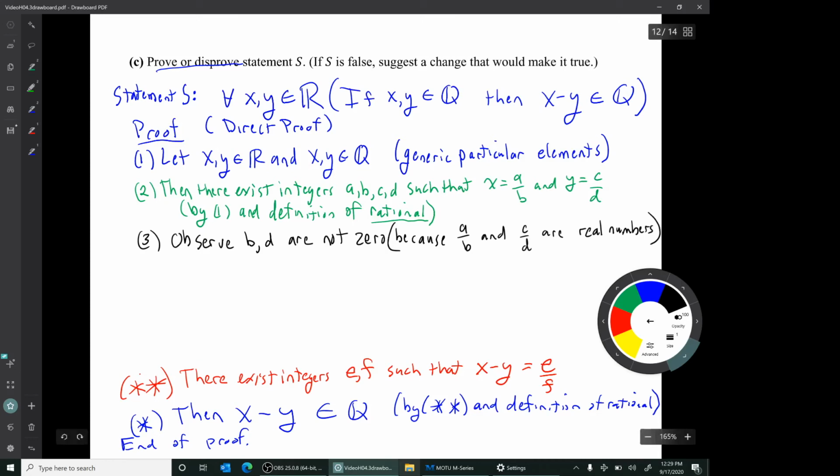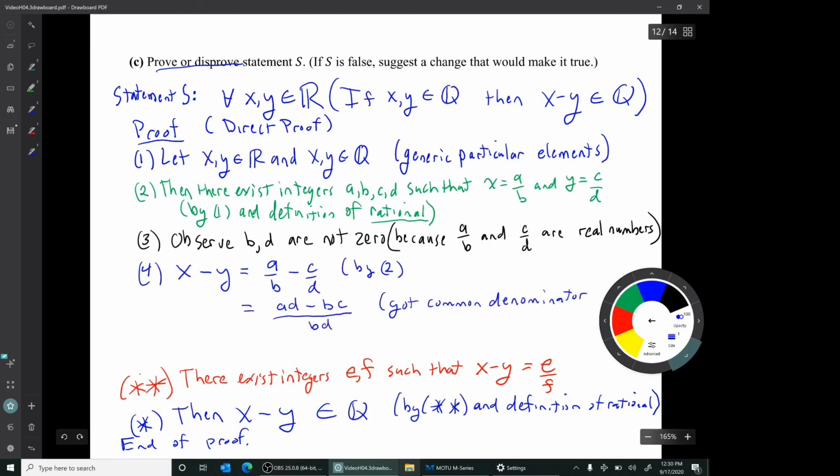All right, now where do we go from here? Well, let's look forward. We want to get to this equation. I don't know how we're going to get the right side of that equation, but the left side of that equation we can build right now. So let's just start by building the left side of that equation and see where that takes us. That'll be our step 4. Now look what happened here. We now have an equation that says x minus y equals this ratio. And look, we want to have an equation that says x minus y equals e over f.